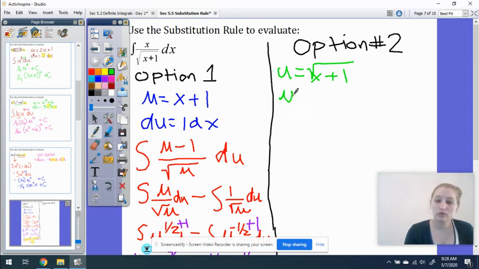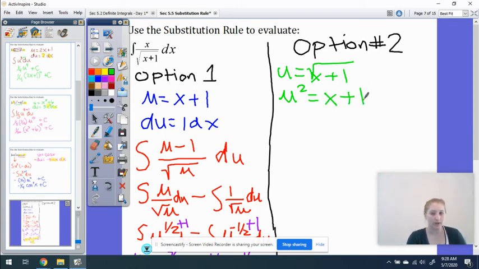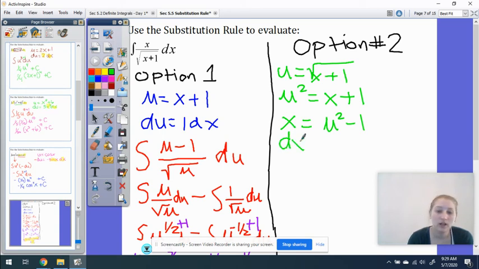So just for fun, let me write a few more things down. So u squared then would be x plus 1, straight up, right? Then also, you could think about this. Since I've got x in the numerator, I could say that x is equal to u squared minus 1. Okay. And the other thing that I want to write down is the fact that dx would be 2u du. Okay.